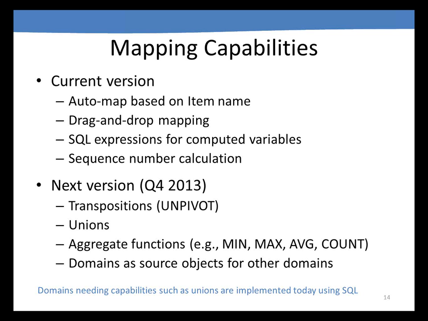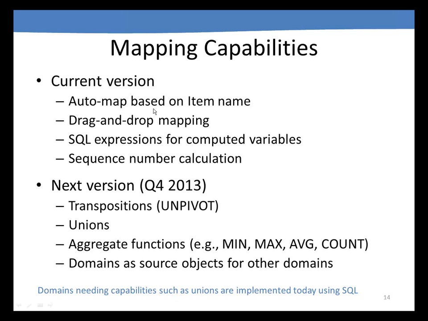We're working on another version that will come out towards the end of this year that will do some of these more complicated operations like the transpositions I showed for the questionnaire domain, union, so if you've got multiple questionnaires, you can union those sets of data together. Aggregate functions, so min, max, average, so again to calculate things like the reference start date, and to be able to calculate things into one domain and then use those as source objects for other domains. So those of you used to procedural programming, that would be the equivalent of creating some kind of temporary table or staging data set that you can then pass into another set of calculations.